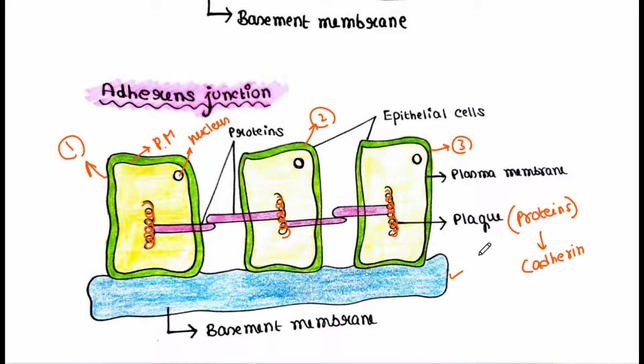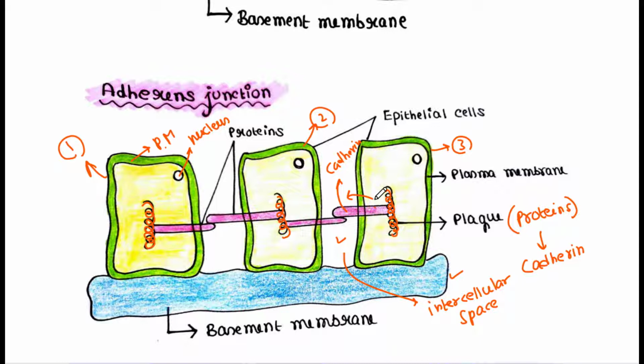Now what happens here? The cadherin is found inside this plug and it crosses the plasma membrane, and it is now in the intercellular space. I think you know what intercellular space is. Intercellular space is a space that is present between 2 cells. In this case, a very narrow intercellular space is present, which was absent in the tight junction.